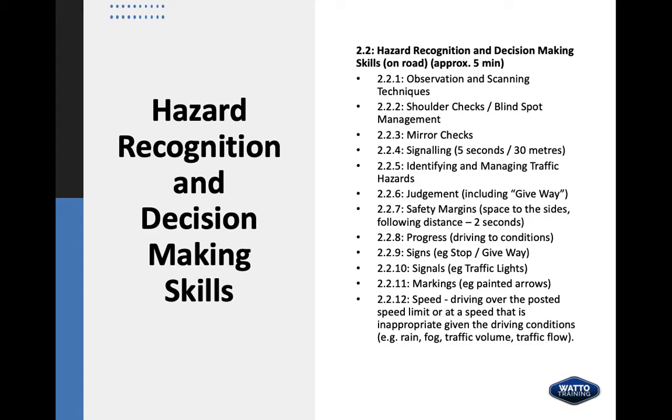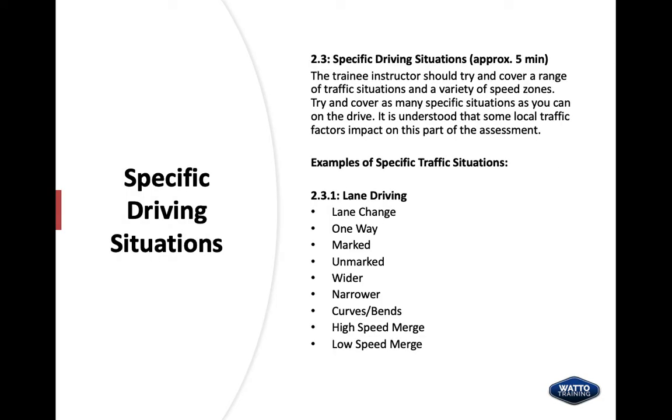And then finally speed. It's non-negotiable in the QSafe driving test, so make it clear on the video that you are managing your speed effectively by identifying speed signs and also scanning down on your speedo to reflect what speed you are doing. 2.3, when we talk about specific driving situations, and that is a QSafe term, we're looking at lane driving, which includes one-way streets, marked, unmarked, wider, narrower, curves and bends, high-speed merge and low-speed merge.